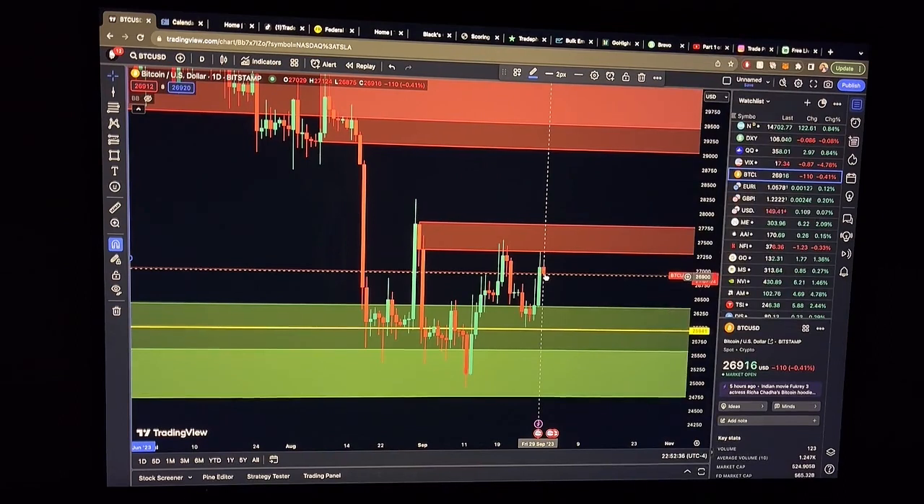If you could tell anything to your 18-year-old self who wants to be a trader, what would you say? I would say understand institutional order flow and price action analysis first. That would be the first thing I would recommend to anybody wanting to trade.